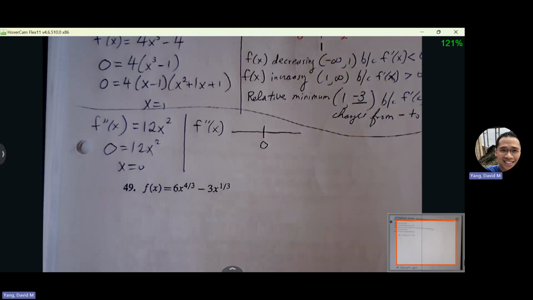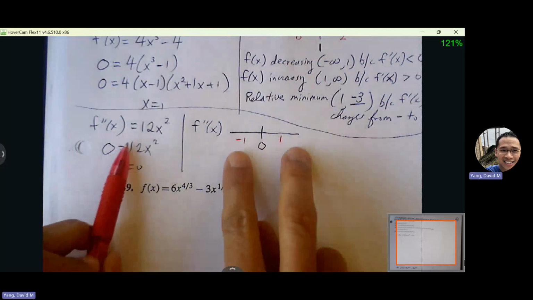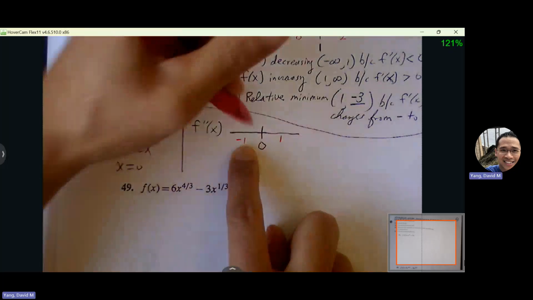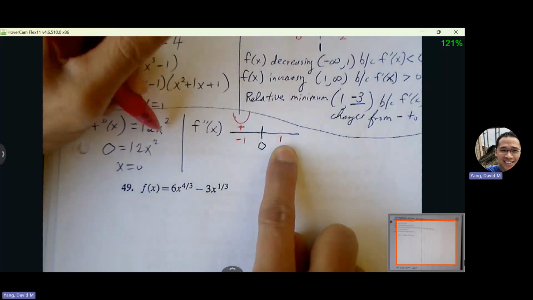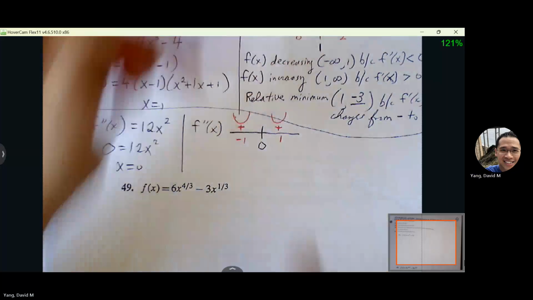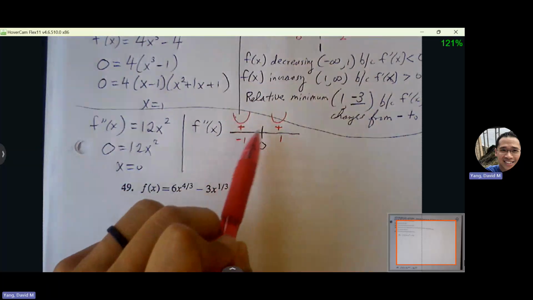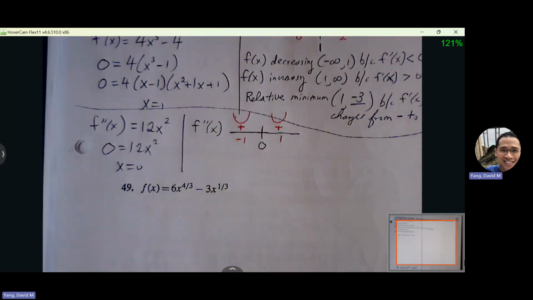All right, choose test points. Make sure you plug this into the second derivative function. Negative gives me a positive. Positive 1, also positive. Okay, do we have points of inflection here? No, there has to be a change in what? Signs, yeah, there's no change in signs, so no points of inflection.